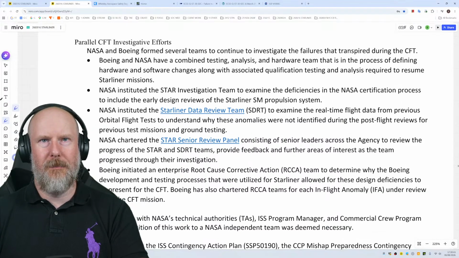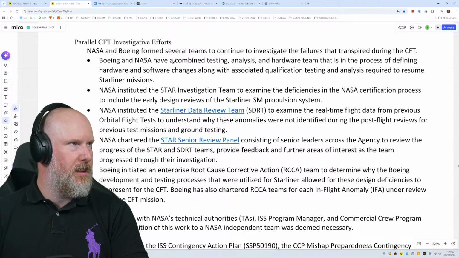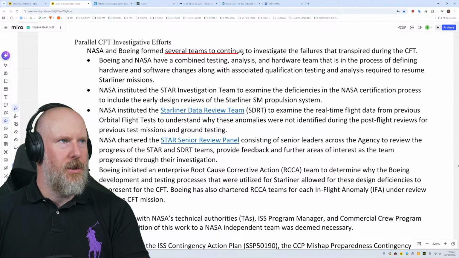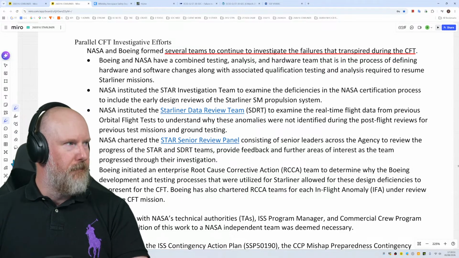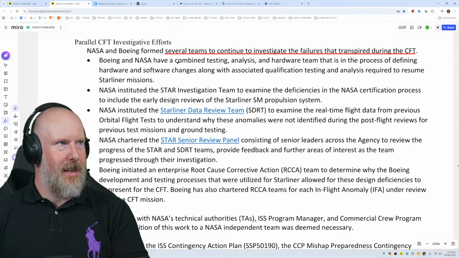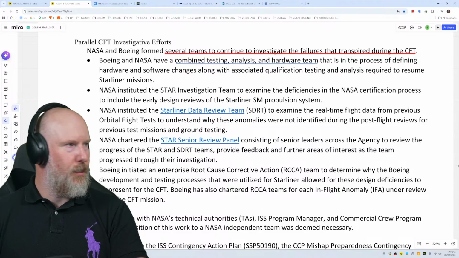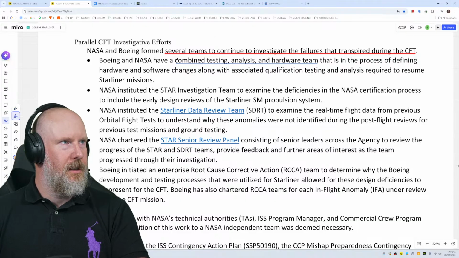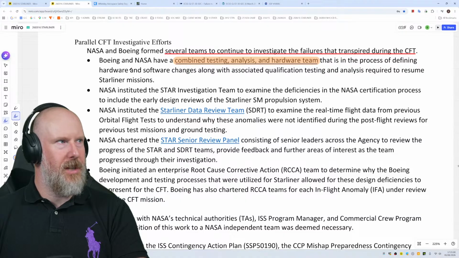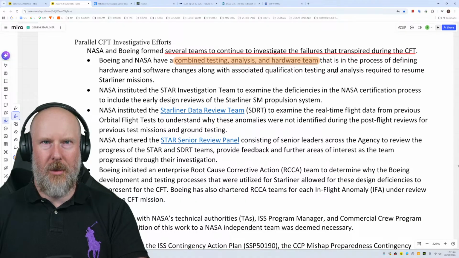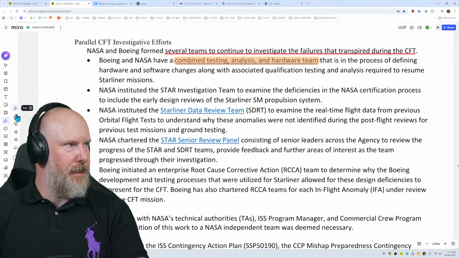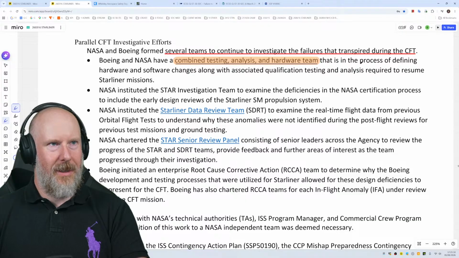So NASA and Boeing formed several teams to continue to investigate the failures that transpired during the CFT. Boeing and NASA have a combined testing analysis and hardware team that is in the process of defining hardware and software changes along with associated qualification testing and analyses required to resume Starliner missions. So that's fantastic.